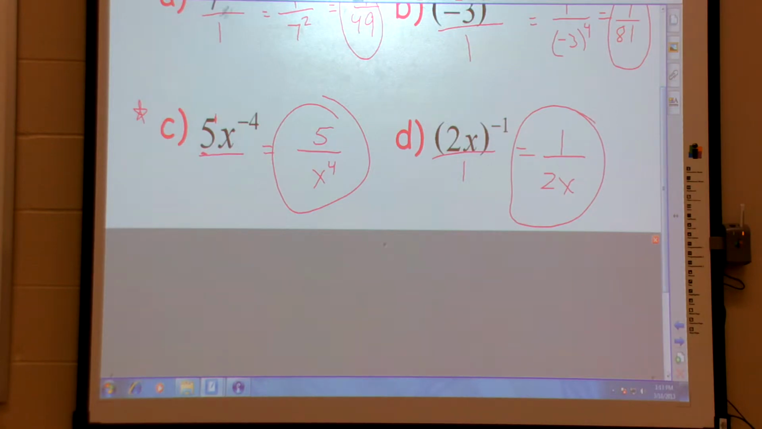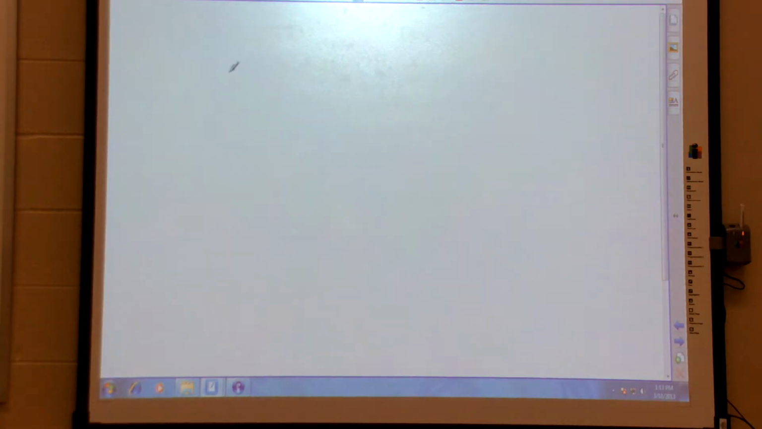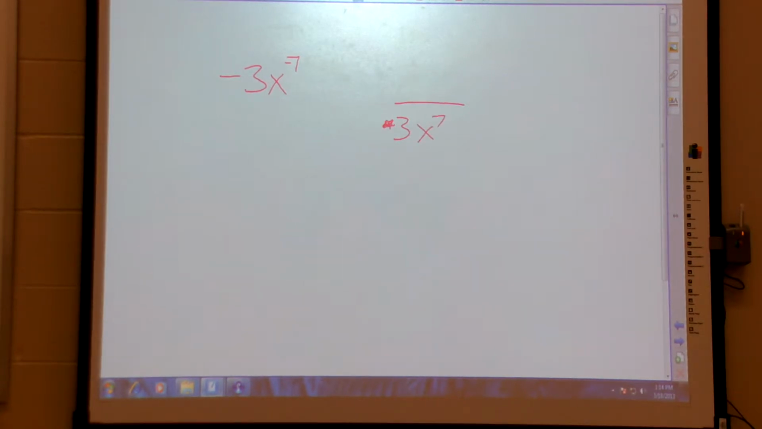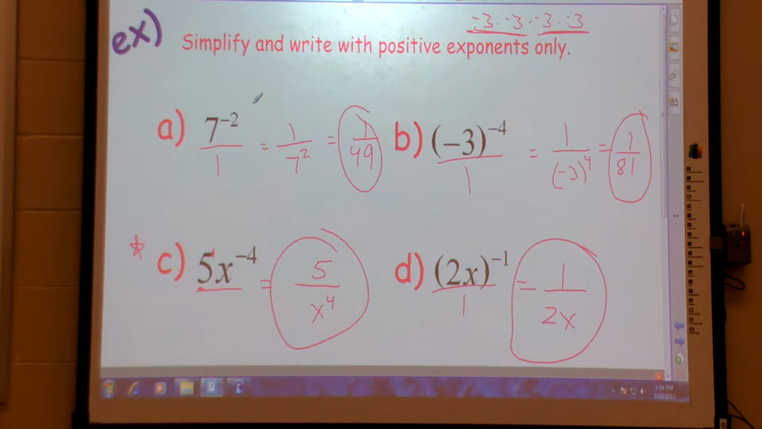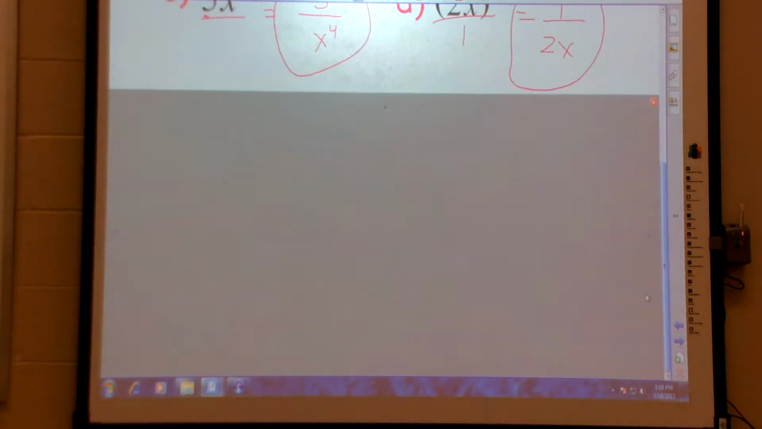Like I said, my biggest concern is when I see this, I have people try to move the negative 3 down and make it positive as well. But it's a negative number, its power is still positive though. So it stays put. And let's go back down here.